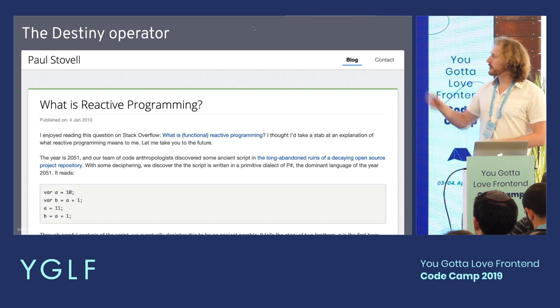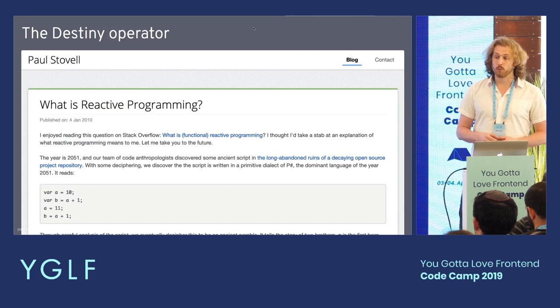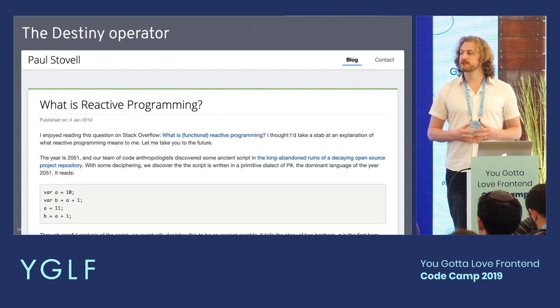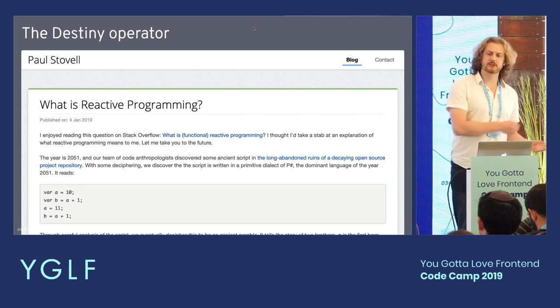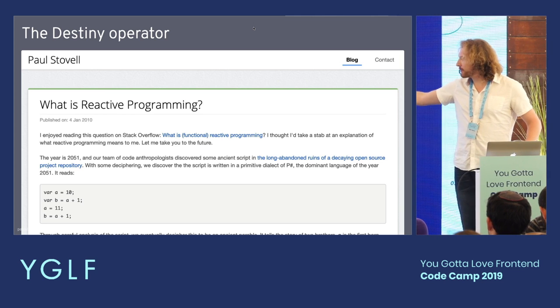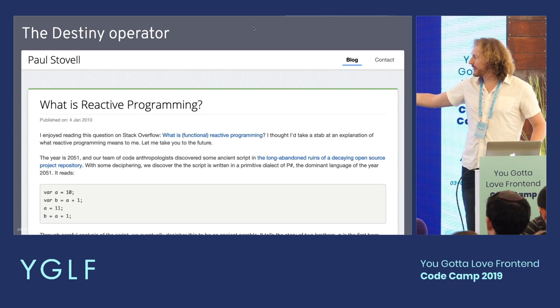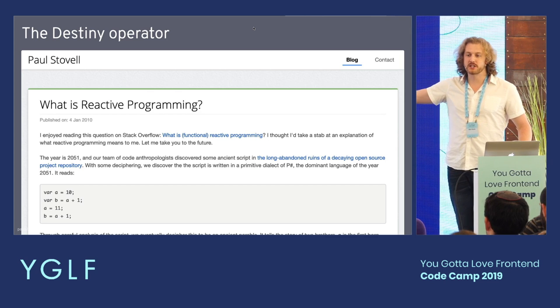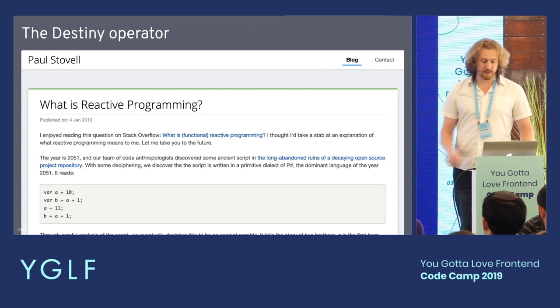There's a blog post I like by an Australian developer called Paul Stavell, What is Reactive Programming? And it tells the story of some code anthropologists from the year 2051 looking back and struggling to understand the code that we wrote today. Var a equals 10, var b equals a plus 1, a equals 11. Well, then we need to say b equals a plus 1 again. The relationship between those two variables isn't fixed.